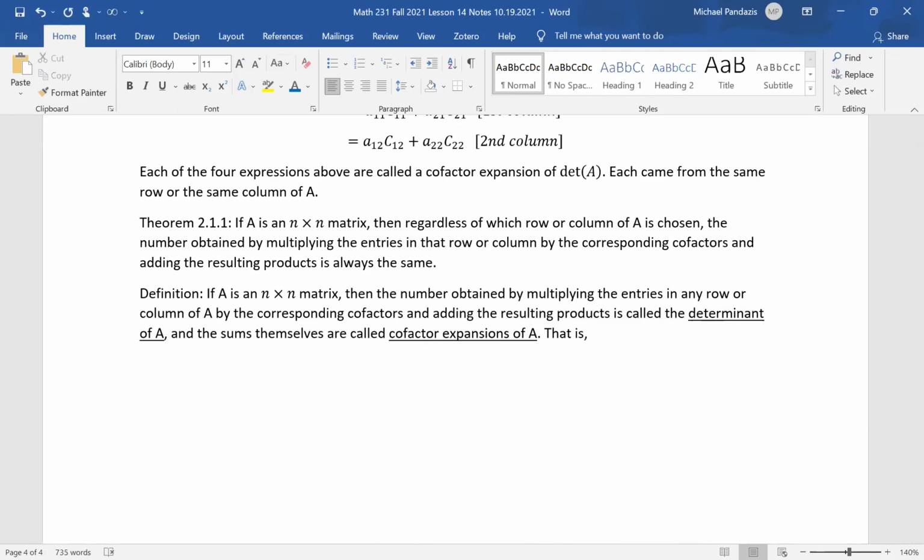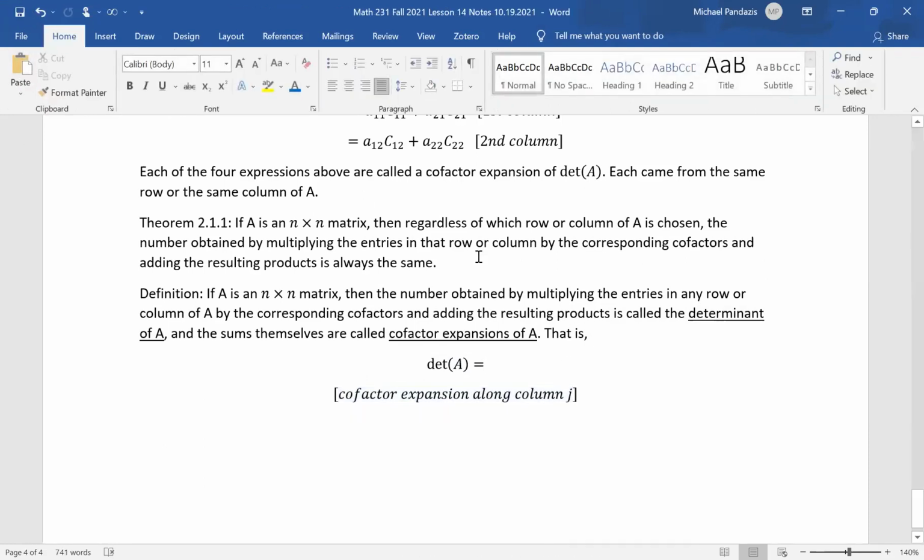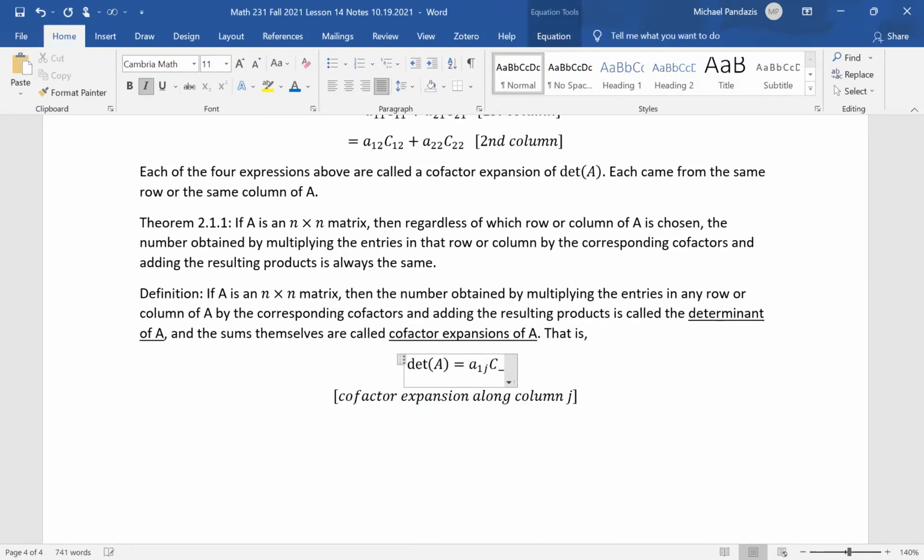Okay, another way to write this is that the determinant of a given matrix A is equal to a cofactor expansion along any column J. So below this, what I'm writing is the cofactor expansion along column J, where J is arbitrary. It's an arbitrary column, J. And so this is equal to A sub 1J, C sub 1J. That means in column J, it's the entry in the first row of that matrix in column J. And so the entry is A1J multiplied by the corresponding C1J.